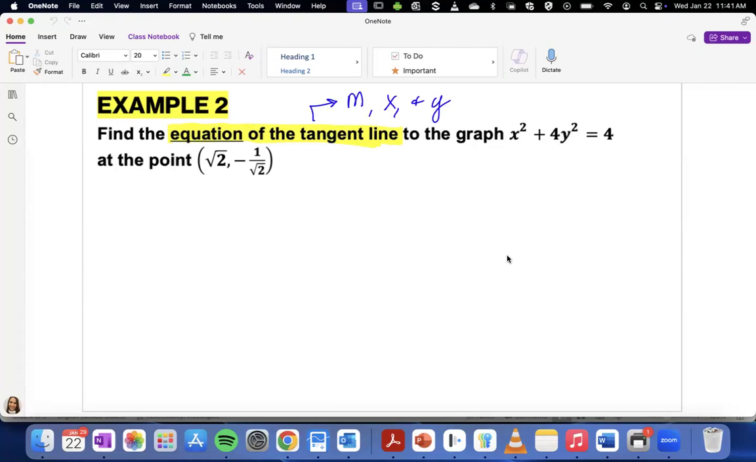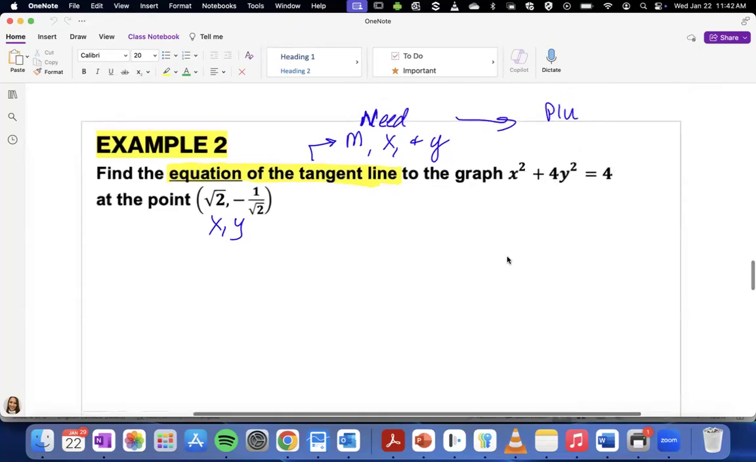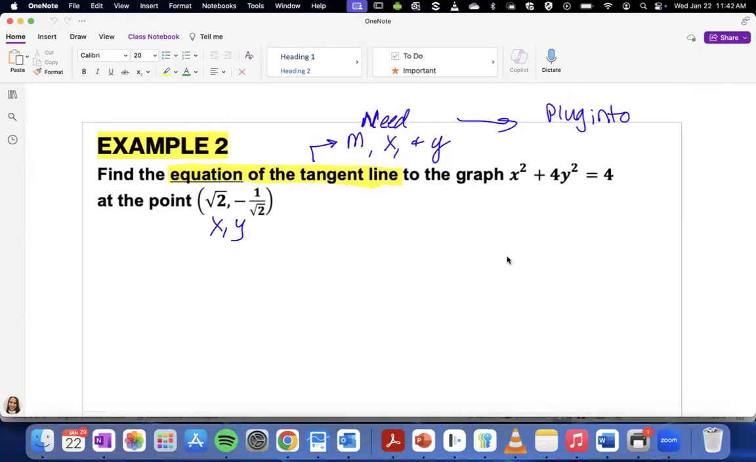We already have our x, y. So my first step is to find the slope of the tangent line at that point. But in order to find the slope of the tangent line, I need the derivative. Eventually, we're going to plug it into y minus y1 equals m times x minus x1, your equation of a line. So step 1, find the derivative. We're going to find dy over dx. We're going to use implicit differentiation since this is not solved for y.